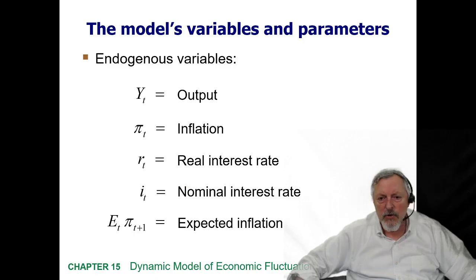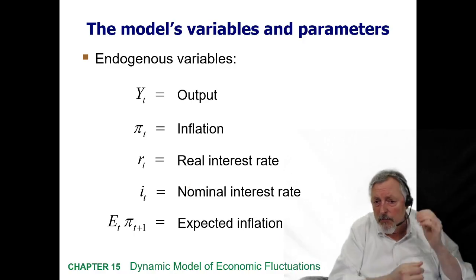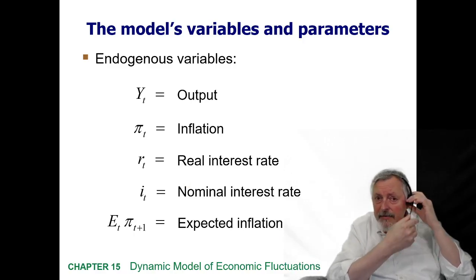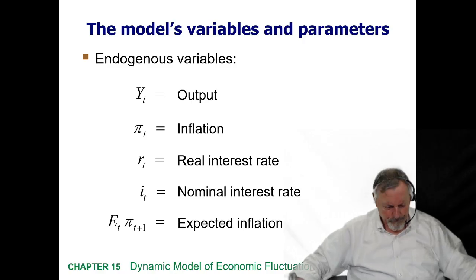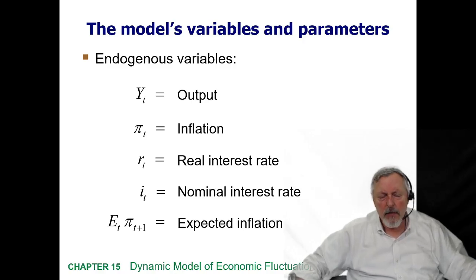Now, in addition to these variables, we also care about the unemployment rate, which does not explicitly appear in this model. But we know there's a very strong negative relationship between output and unemployment over the course of the business cycle. So implicitly, unemployment is part of the model. If the model shows output falling below its natural rate, we can infer that the unemployment rate is rising above the natural rate of unemployment.